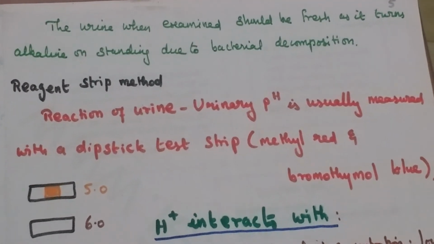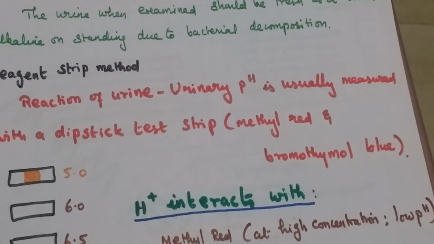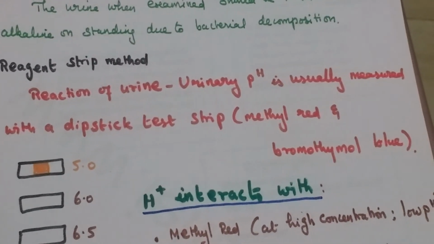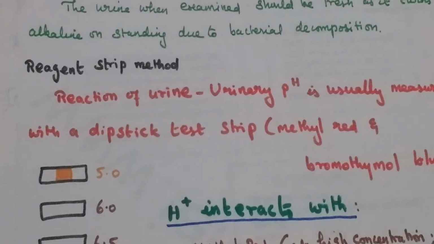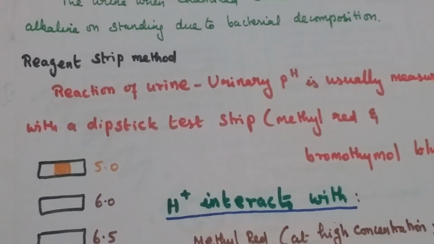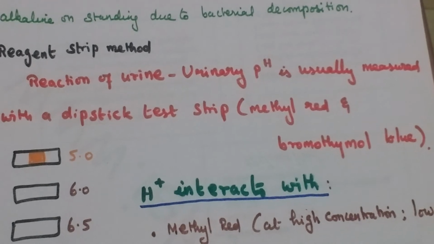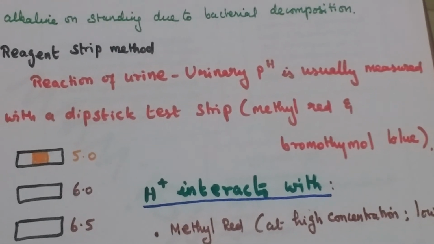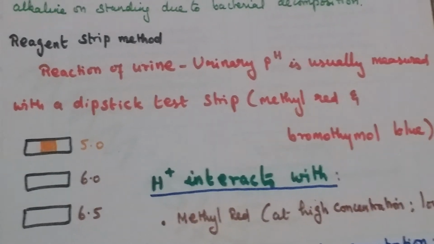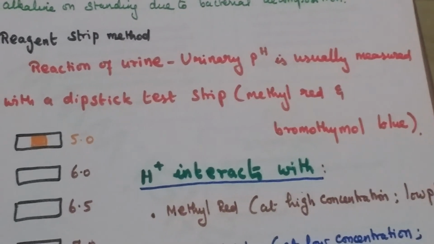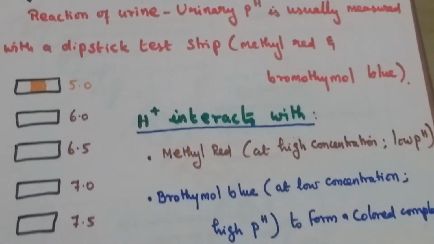Reagent strip method: the reaction of urinary pH is always measured with a dipstick test strip. This strip is coated with methyl red or bromothymol blue. The hydrogen ion reacts with both of them.